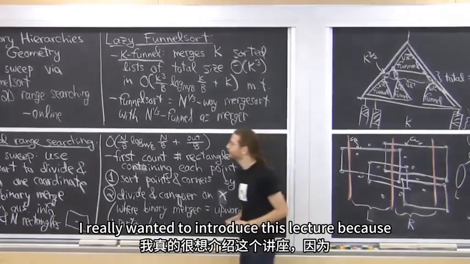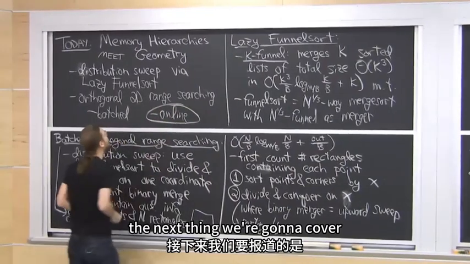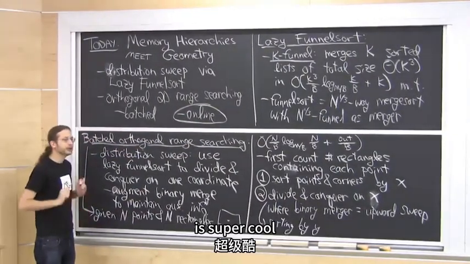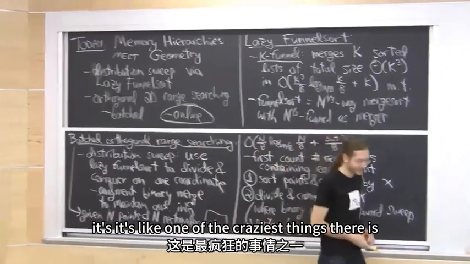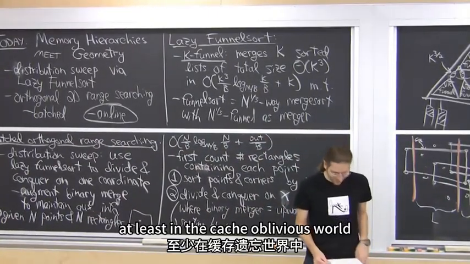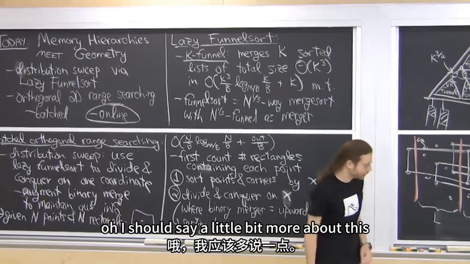I really wanted to introduce this lecture because the next thing we're going to cover, which is a way to do orthogonal 2D range searching cache obliviously, is super cool. It's like one of the craziest things there is, at least in the cache oblivious world. Any other questions before? Oh, I should say a little bit more about this.